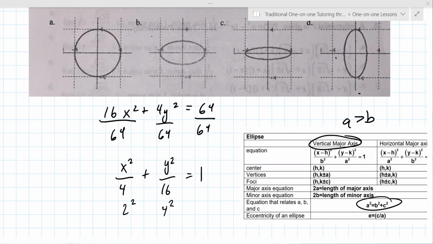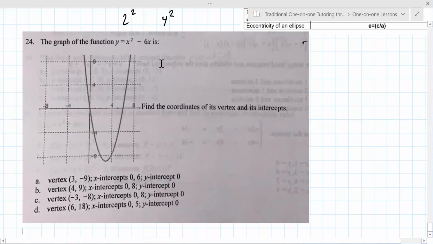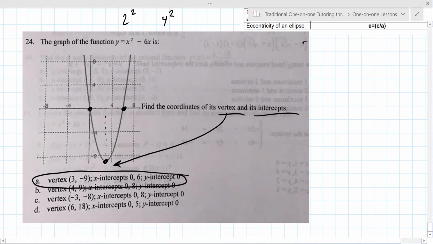So 24 is a nice problem, because whenever you're given the graph and just asked to identify stuff about the graph, that's great. It's like the dream here. So there's the vertex, boom, and then the intercepts are right there and there. So it's just matching the information here. They don't give you so many multiple choices that you can't usually get it down to 2 after each one. So it looks like the vertex might be at 3, minus 9. And actually A is the only one with that. So there you go.